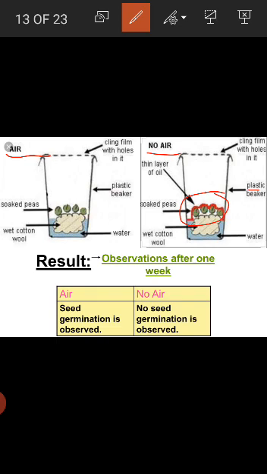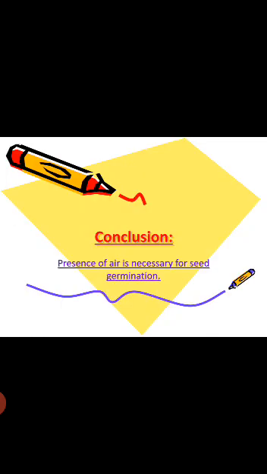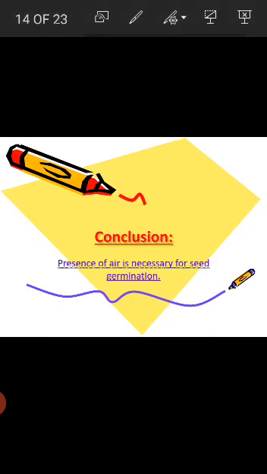The observation after 1 week is that in the beaker labeled air, seed germination is observed, and in the beaker labeled no air, no seed germination is observed. So the end result is that the presence of air is necessary for seed germination.